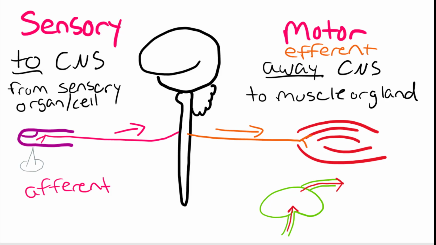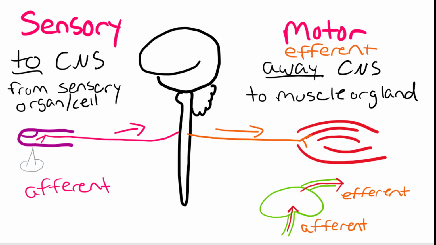The vessel leading into the lymph node is the afferent vessel. It's delivering the lymph towards the center, here being the lymph node. The efferent vessel is removing the lymph fluid from the lymph node. So the efferent vessel is going away from the center, again being the lymph node. So afferent and efferent are just general terms that we use in biology.